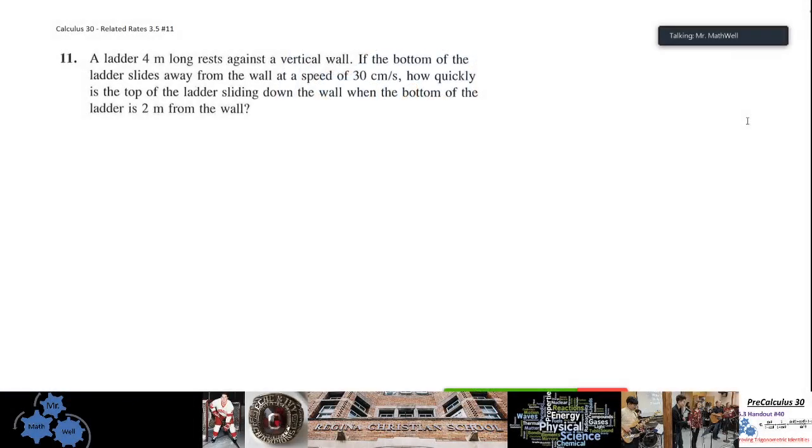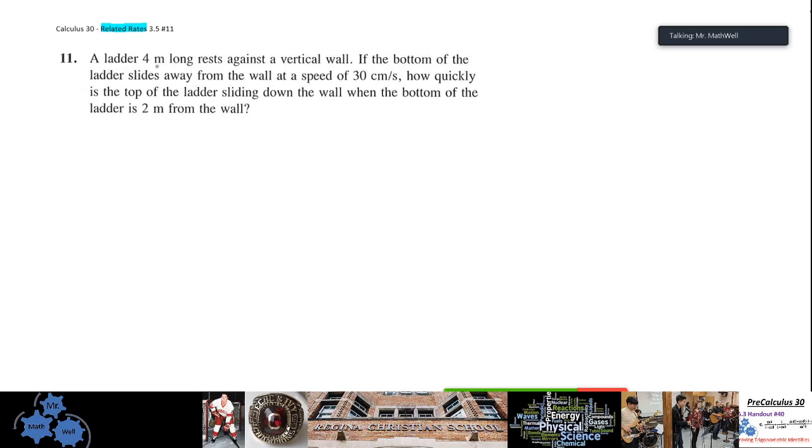All right, so in Calculus 30, we're in section 3.5 in our Stewart textbook. This is question number 11. We're talking about related rates, okay? In these types of questions, you usually have two rates of change, so that's two derivatives that you're dealing with. So let's take a look at this question.